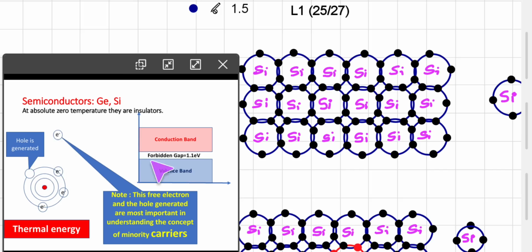One more important thing you should concentrate on when we study the diode and transistor: there is one term called minority carriers. When we talk about majority and minority carriers, when thermal energy is provided, the electrons which are getting free due to the thermal energy play the role of minority charge carriers. These holes also play the role of minority charge carriers, that you remember well.